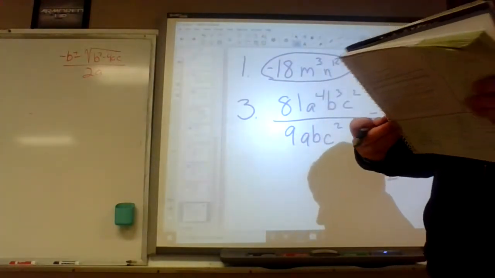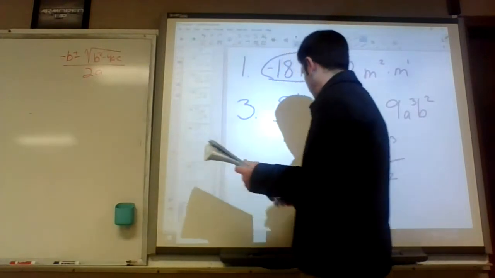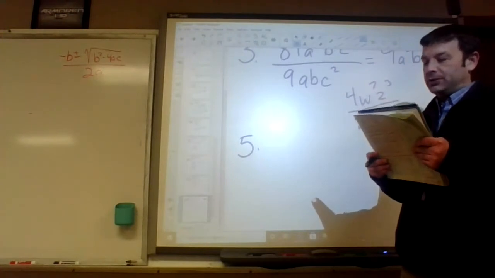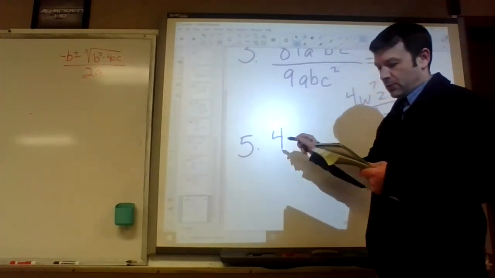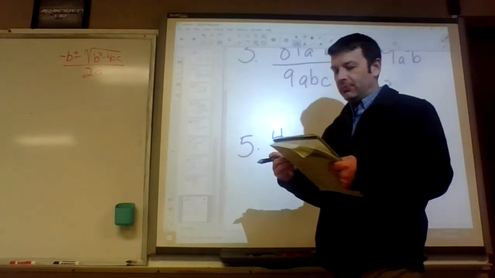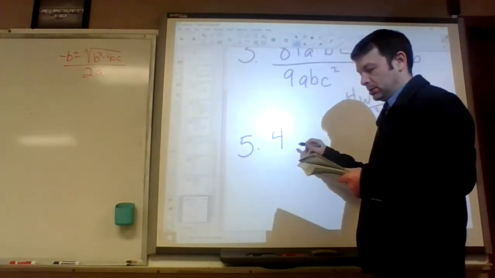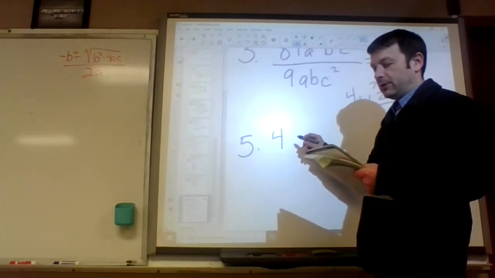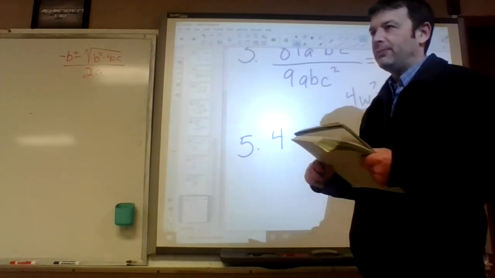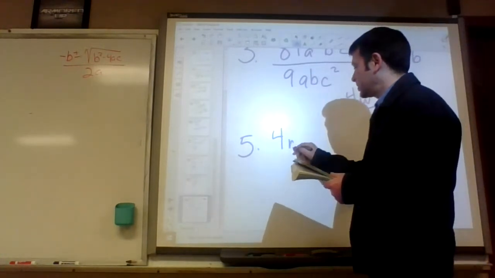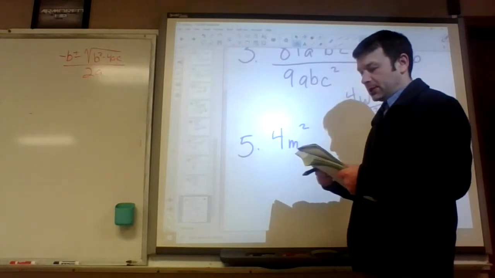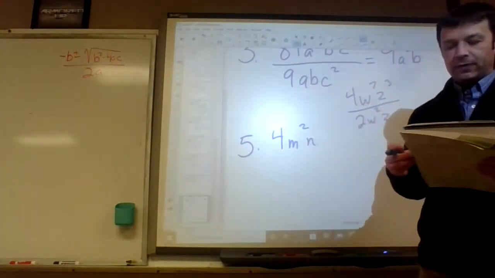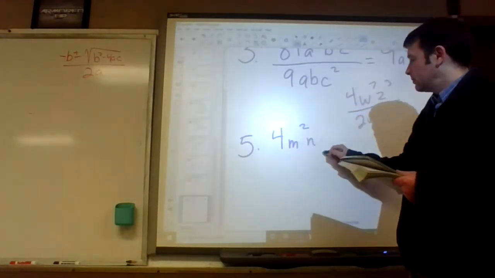Number 5, kind of like number 3, isn't it? So, let's see. 8 divided by 2. What's M to the 4th divided by M squared? I'm on number 5. What's M to the 4th divided by M squared? M to the second. And what is n to the second divided by n? N. And then what's p to the 5th divided by p? P to the 4th.